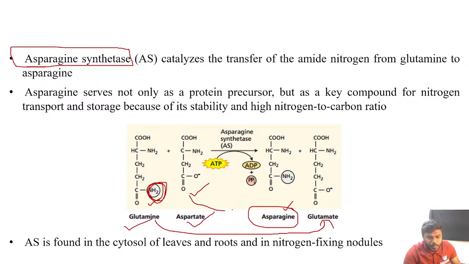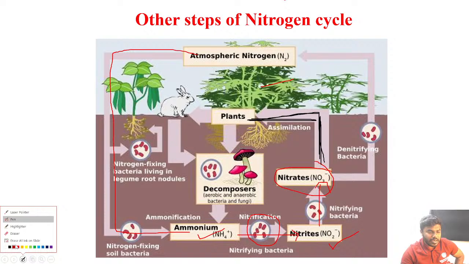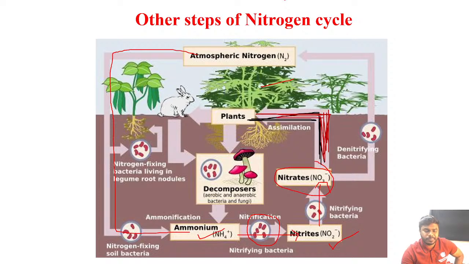Upon accepting the amine group, aspartate is converted into asparagine. Very simple. Glutamine donates the amine group, converted into glutamate. Upon accepting the amine group, aspartate is converted into asparagine. No need to remember. What I want you to remember, asparagine synthetase is the enzyme which is only involved in the synthesis of asparagine. So friends, this is the biggest step of the nitrogen cycle, that is, assimilation. One of the most important steps, I can say.